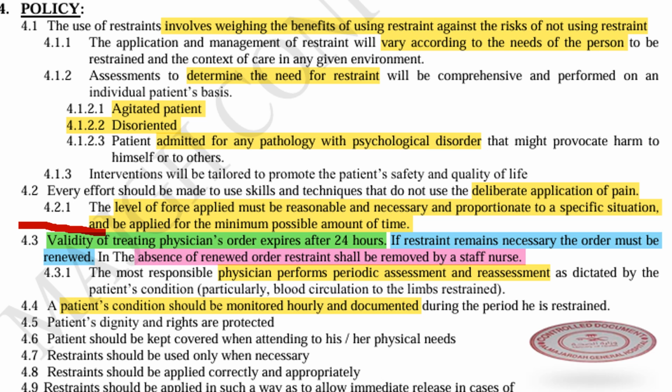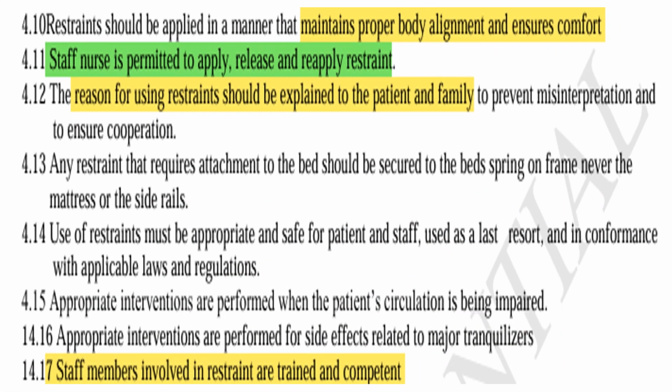The patient should be kept covered when attending to his or her physical needs. Restraint should be used only when necessary. Restraint should be applied correctly and appropriately. And finally, restraint should be applied in such a way as to allow immediate release in case of emergency. Continue. Restraint should be applied in a manner that maintains proper body alignment and ensures comfort. Staff nurse is permitted to apply, release, and reapply restraint. The reason for using restraint should be explained to the patient and family to prevent misinterpretation and ensure cooperation.